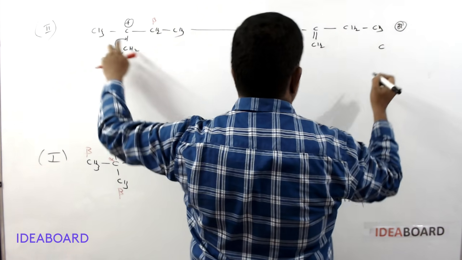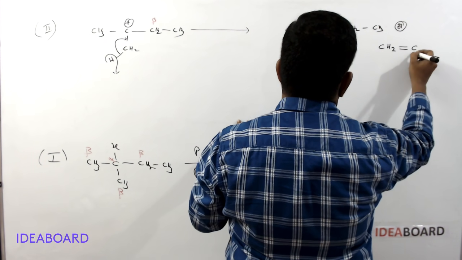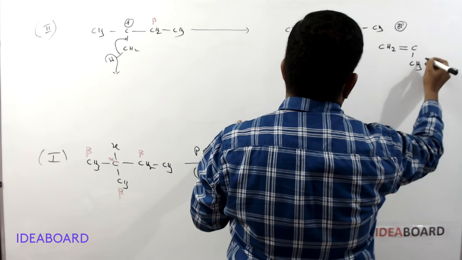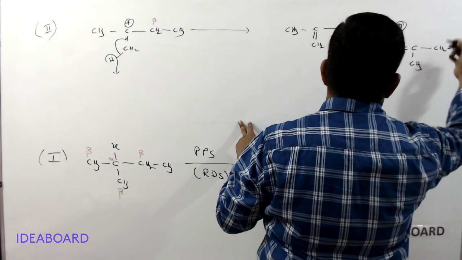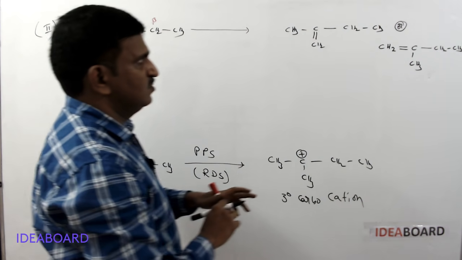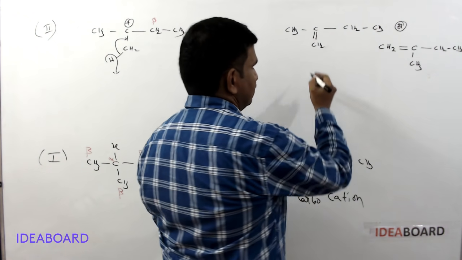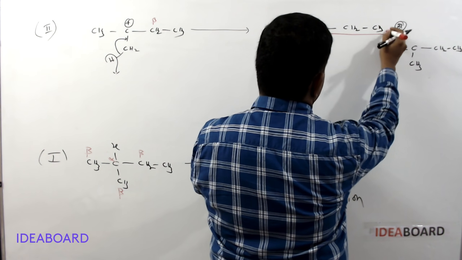Suppose if you remove this hydrogen atom, you will get CH2 double bond C CH3 CH2 and CH3. Both are same, no problem. Here if you write the IUPAC name, you will get it. Are both the same or different?